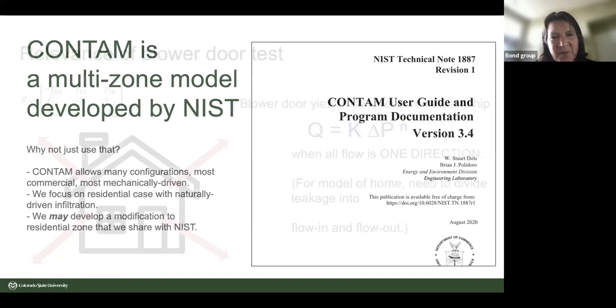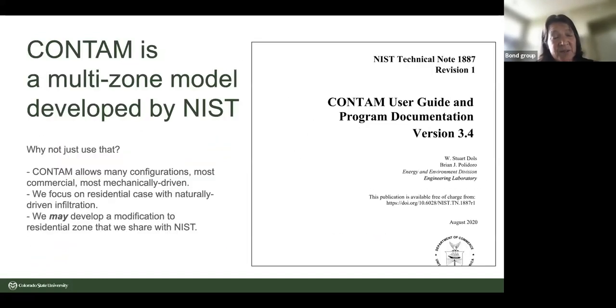Okay, so just an aside, there are many of these simple models, and one of the most famous is called CONTAM. It's a multi-zone model developed by NIST, and they've spent a lot of time on it. They use it for commercial buildings and residential buildings, and so the question is, maybe we should just use that. And it allows a lot of configurations.